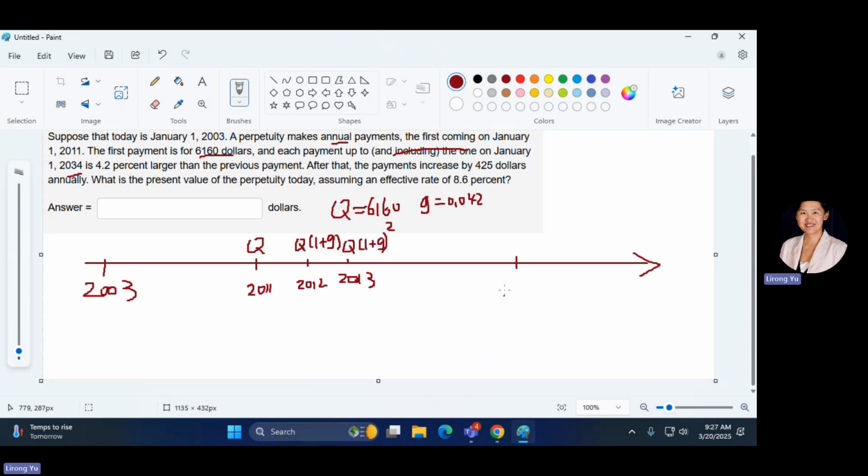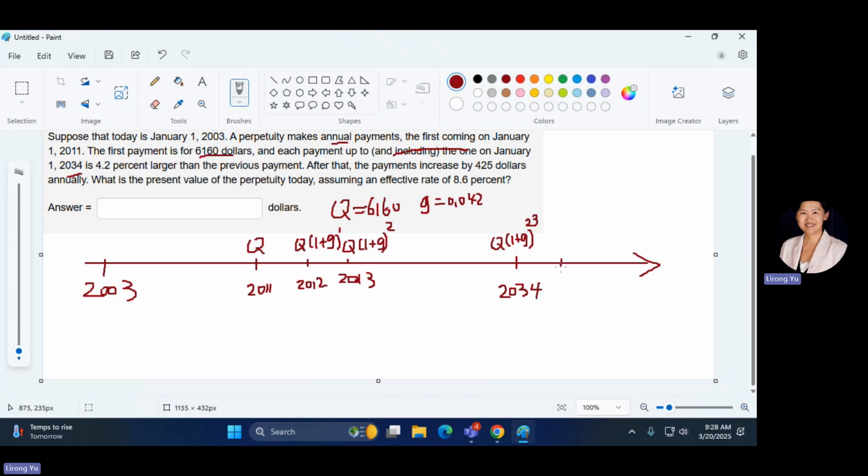So the last such payment is in 2034. If we compare the differences, this is 2012 with a 1, and then 2013 with a 2, so 2011 is 0. So the last one would be Q times 1 plus G to the power of 2034 minus 2011, which is 23, right? That's the last one.